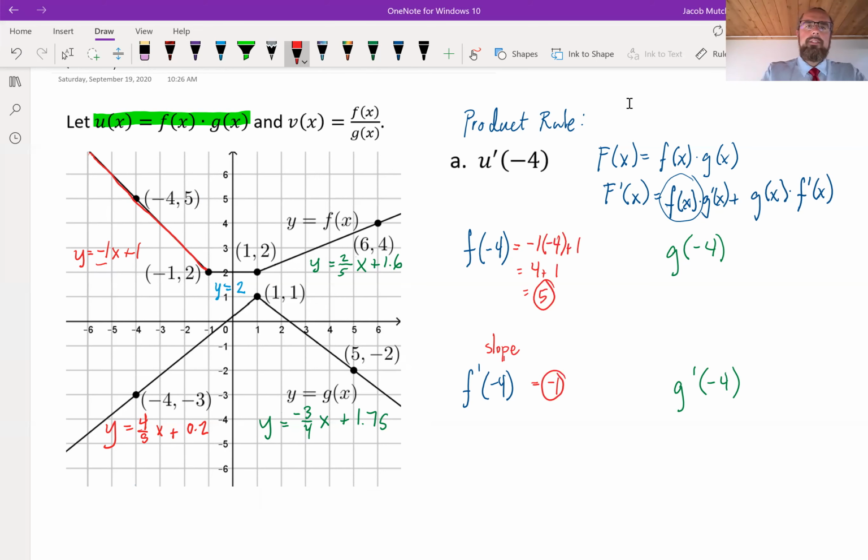All right, so let's then calculate g at negative 4. So that's g, that's the lower function down there in green, on the left-hand side, because we're at negative 4. Now I can see already I've got that value at negative 3.